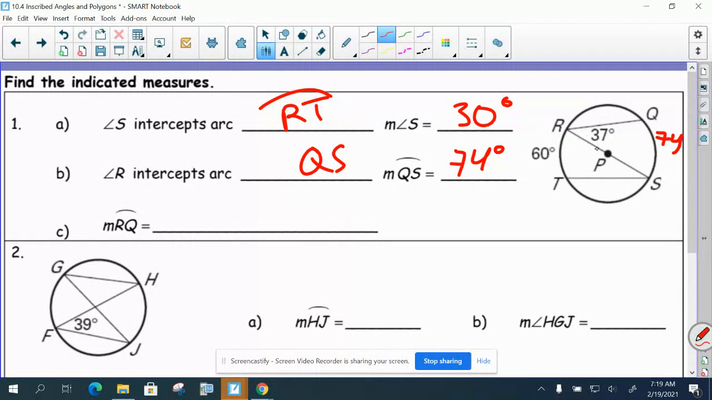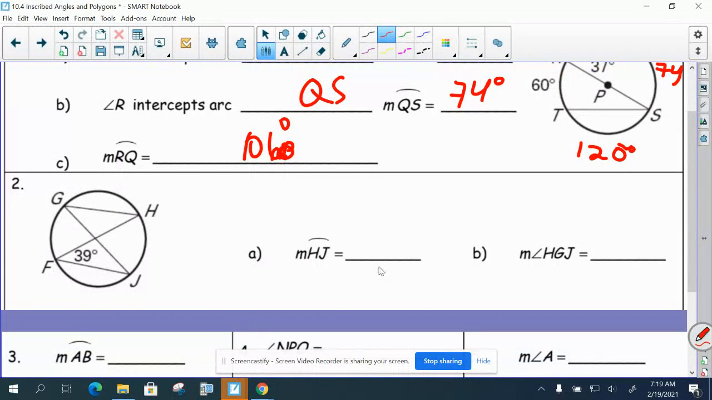RQ, okay, so we've got an important thing here. This is a diameter. So if that's a diameter, this adds up to 180. Therefore, this must be 120. So if you do some math and subtract 360 from all of these, actually, what you could do is just do 180 minus 74. And that would give you 106 degrees.